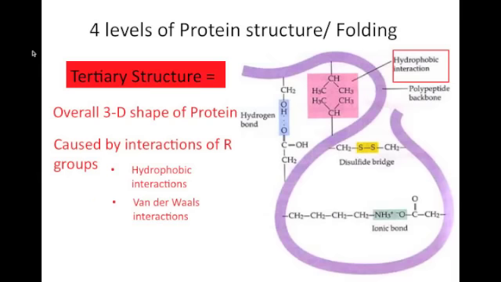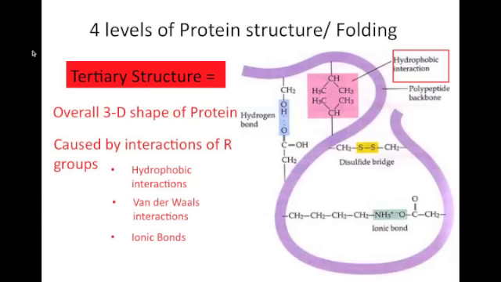Second type of bonds in your notes is van der Waals interactions. We really didn't talk about these, but these are intermolecular bonds. They are between molecules that are very, very close together. They're usually very weak interactions, and we're not even really going to talk about those.